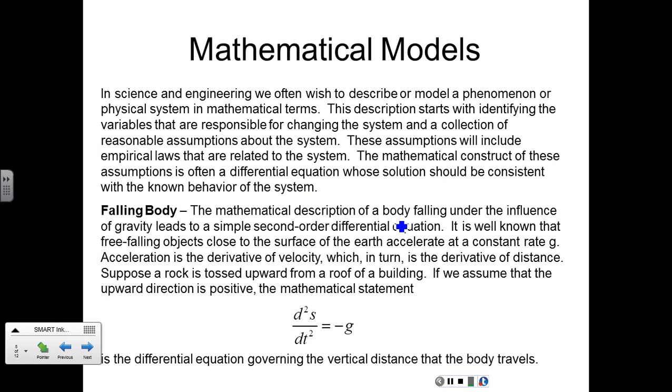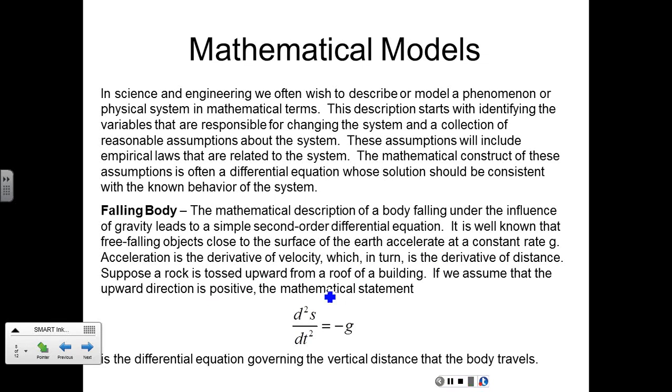The mathematical description of a falling body under the influence of gravity leads to the simple second order differential equation. How do I know this is a second order? It's got a second derivative in it, right? Second derivative. It is well known that free-falling objects close to the surface of the earth accelerate at a constant rate g. Acceleration is the derivative of velocity, which in turn is the derivative of distance.